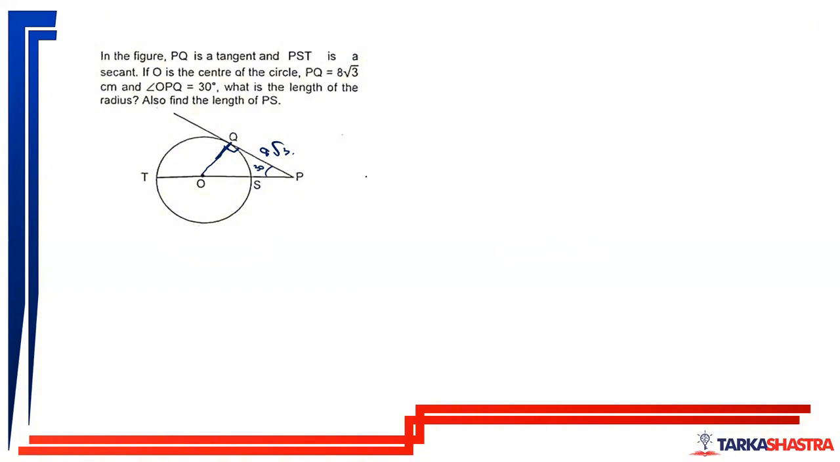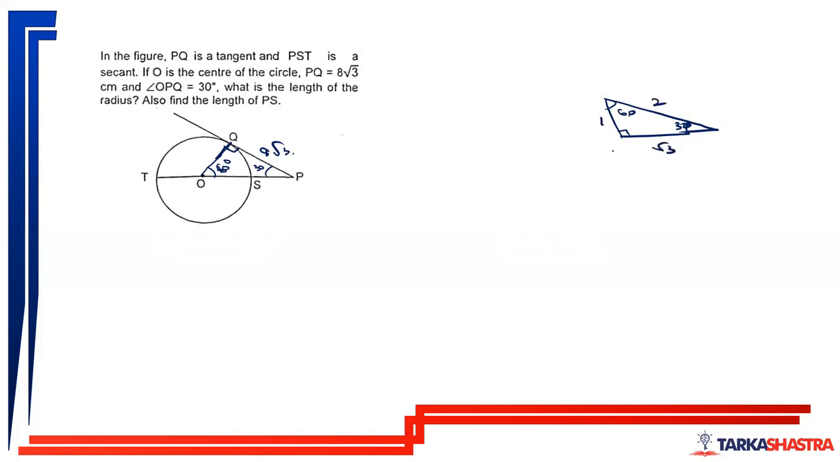Now that the radius is perpendicular to the tangent at the point of contact, what do we have? We have a 30-60-90 triangle. So this is 30 degrees, this is 90 degrees, this is 60 degrees. Opposite to 30, we have 1. Opposite to 60, it is root 3. And opposite to 90, it is 2. This is basic trigonometry.